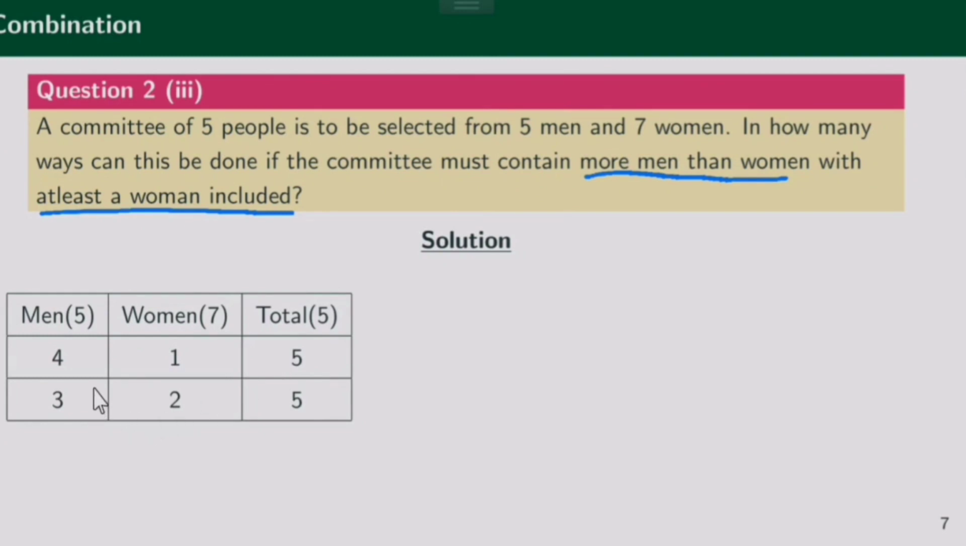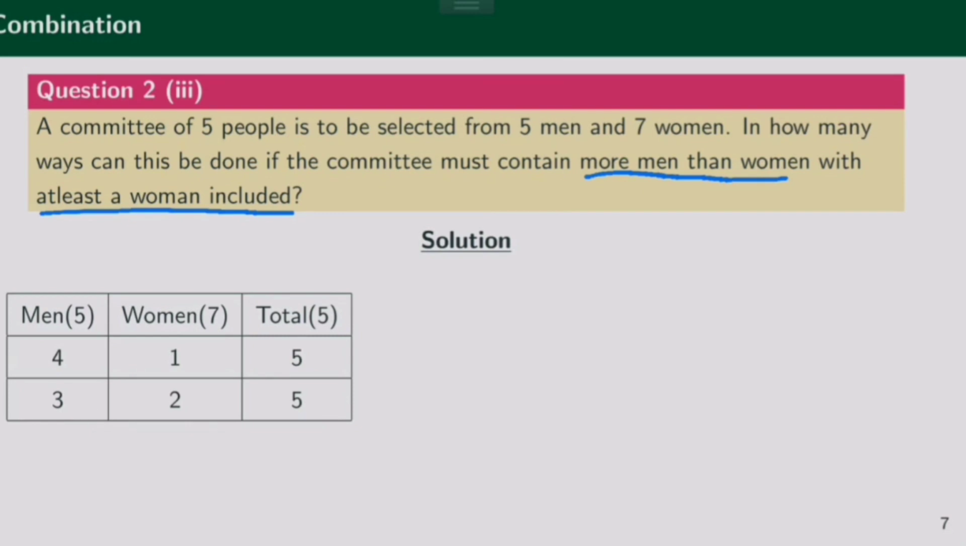Now, what other way can I form that committee with the conditions given? I can select 3 men from 5 and 2 women from 7. The conditions are still fulfilled because 3 is more than 2. There are more men than women, and there is at least a woman included. At least means the minimum number of women should be 1 going upward. So if I add 3 plus 2, I get 5. So this is another possibility of forming that committee.